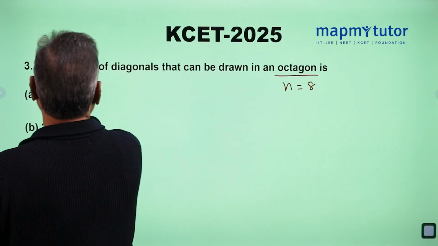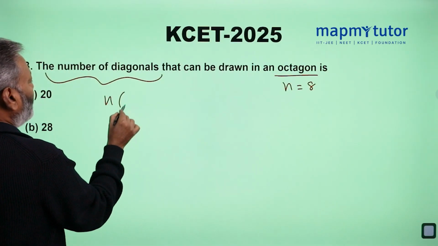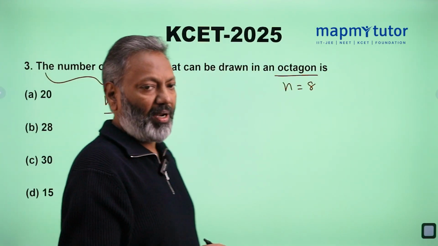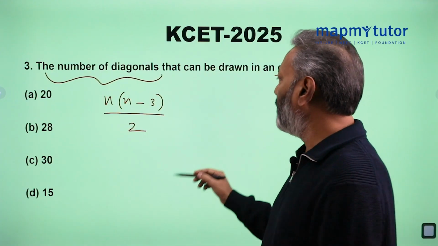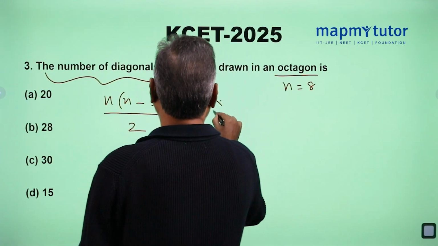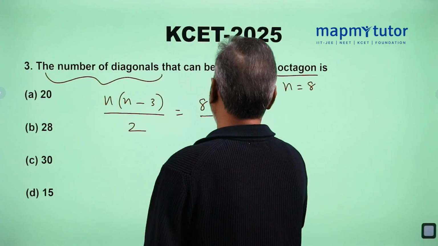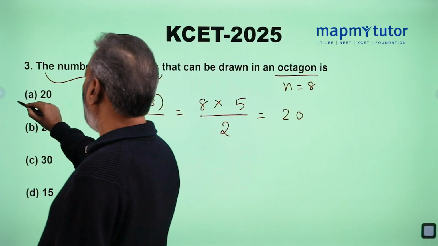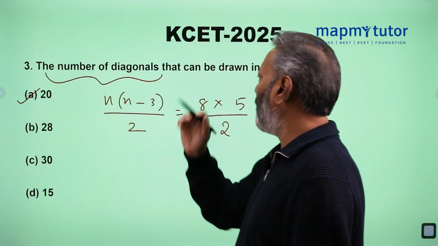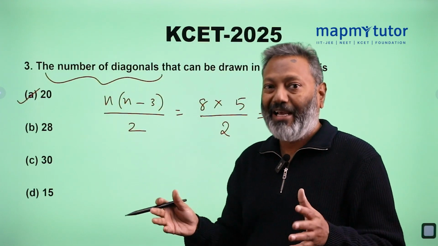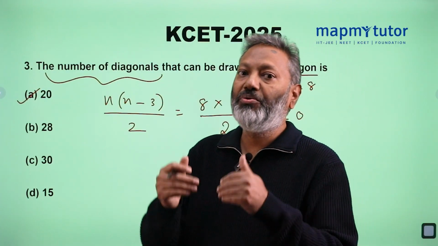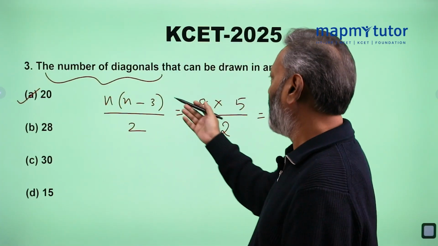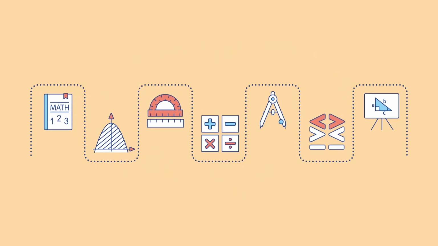And to find the number of diagonals, there is a direct formula. Don't waste your time. Straight away I am using the formula n into n minus 3 by 2. And what is n here? 8 into 8 minus 3, that is 5, by 2, which gives you 20. Therefore, option A is correct. So there is a direct formula. You can save time in these modules because you have to use that time for other questions. Okay. So not all questions are like the third one, right?